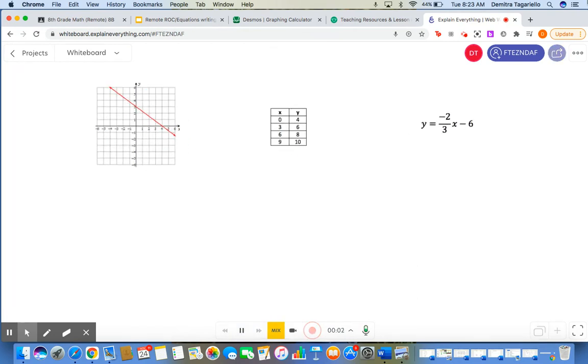Alright guys, what I'm going to show you right now is how to find the y-intercept in 3 different ways. So you're noticing we have 3 different things here. We have a graph, we have a table of values, and we have a linear equation. So first thing that we need to make sure that we know is that the y-intercept is when x is equal to 0.